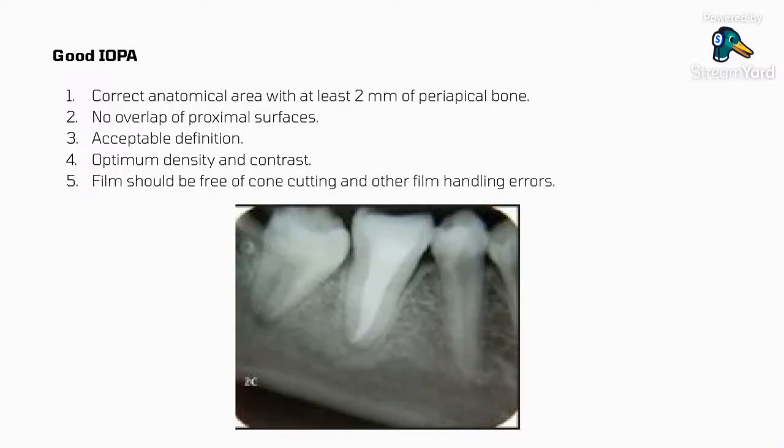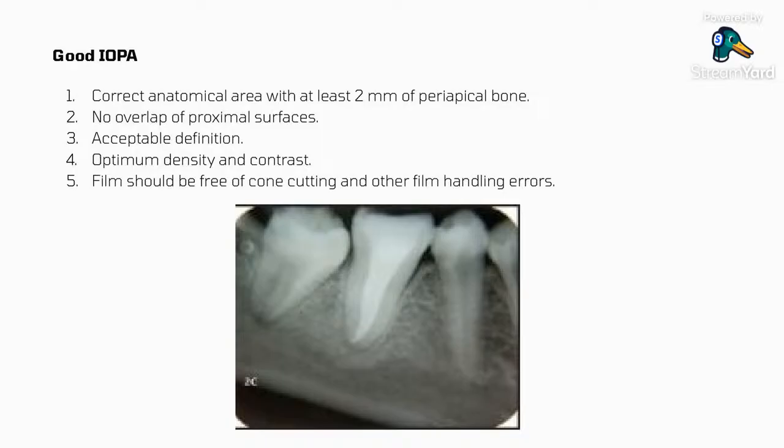We have the good IOPA, intraoral periapical. It will have the correct anatomical area with at least 2 mm of periapical bone. There should be no overlap of proximal surfaces of teeth. The teeth should have an acceptable definition with no distortion or blurring. That means that when you're making an exposure, everything should be still. The patient should be still, the film should be still, the tube should be still.